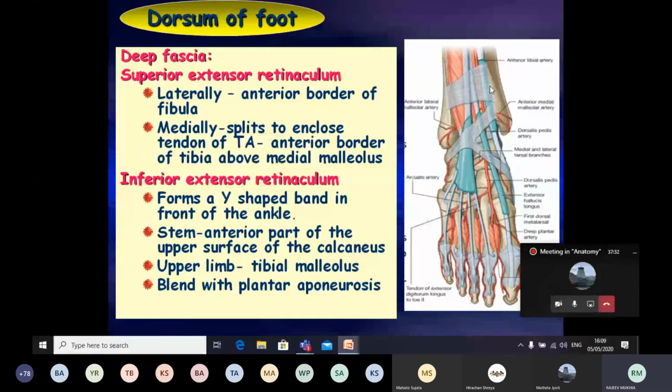Again, I will repeat the tendons, arranged from medial to lateral: tibialis anterior, extensor hallucis longus, anterior tibial vein, anterior tibial artery, deep peroneal nerve, extensor digitorum longus, and peroneus tertius. These structures pass beneath the superior extensor retinaculum.